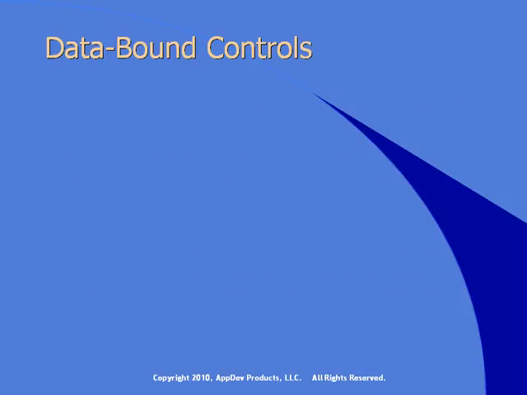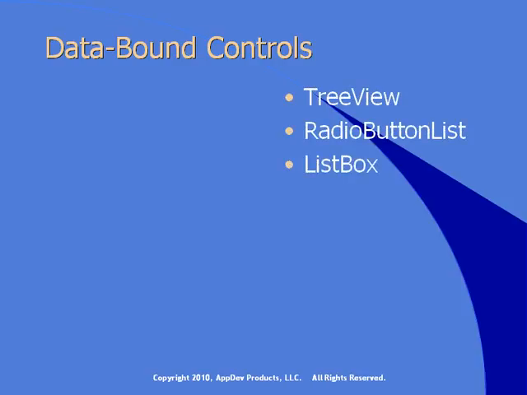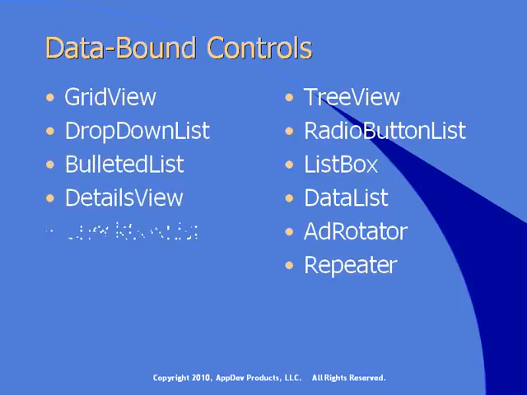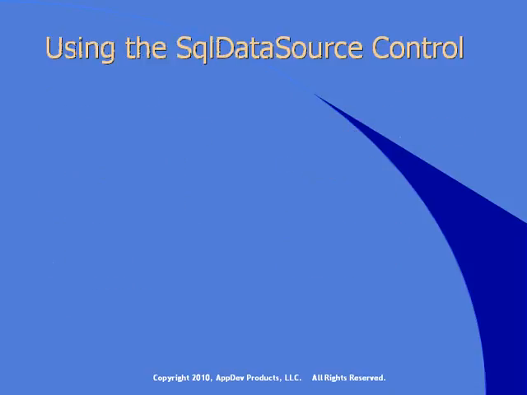There are a large number of data-bound controls, including the TreeView, RadioButtonList, ListBox, DataList, AdRotator, Repeater, and the GridView control, of course, DropDownList, BulletedList, DetailsView, CheckBoxList, the Menu control, and the ListView control, which is new in this version of ASP.NET. You can use any of these controls with the data source controls we'll be looking at throughout this section and the next one. Let's start by looking at the SQL data source control.